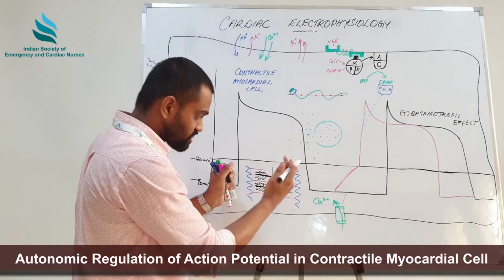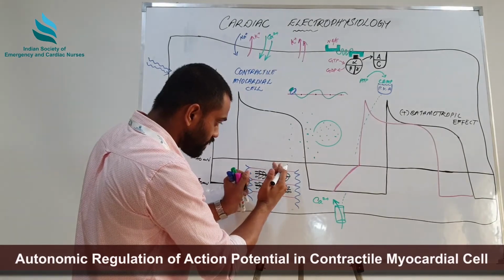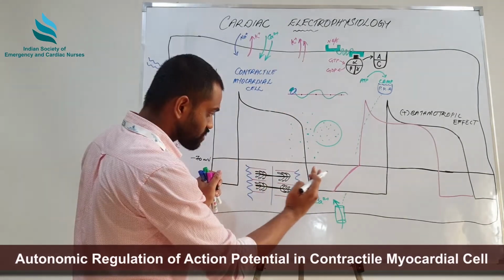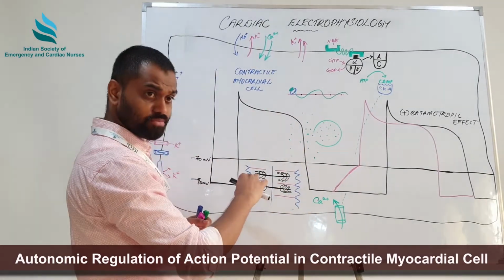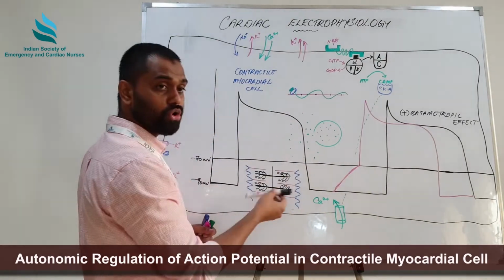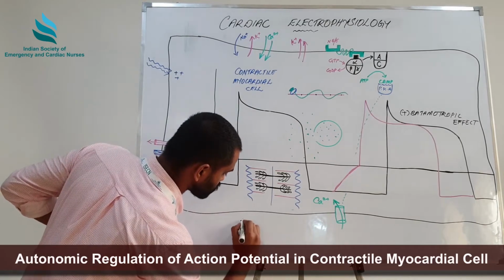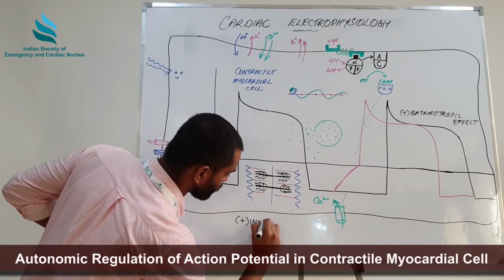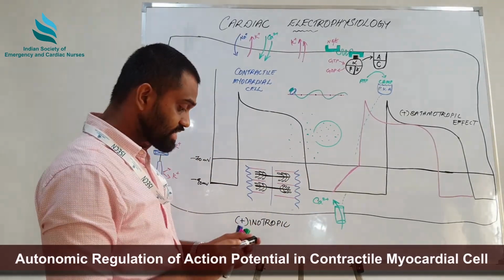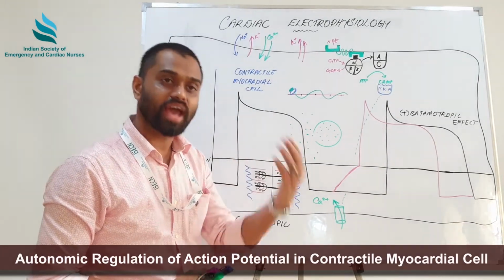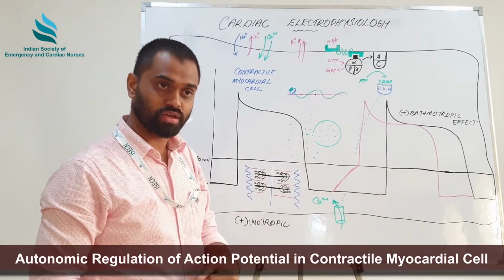And based on the sliding filament theory, we understand that there is shortening of the entire unit of sarcomere, which will be reflected in the muscle bundle as contraction of the muscle bundle. So when we have more amount of calcium available, there is more effective or more forceful muscle contraction which is taking place, and this is what is called positive inotropic effect. So these are the two effects what we have on contractile myocardial cell under the influence of adrenergic pathway.